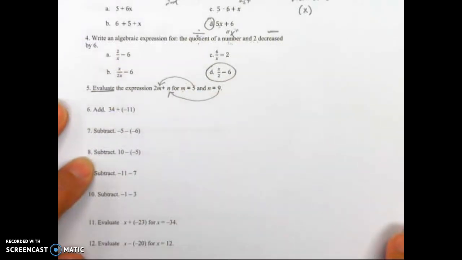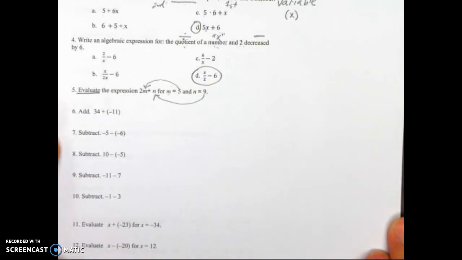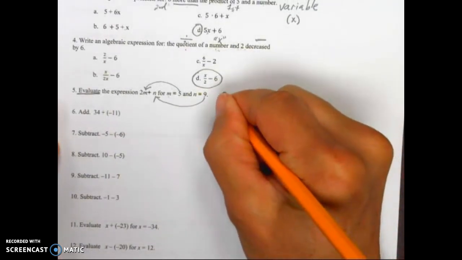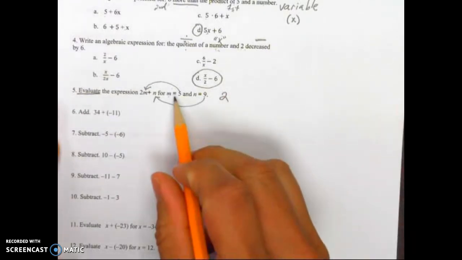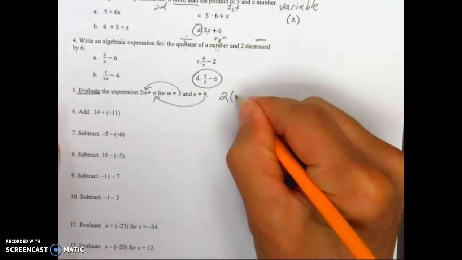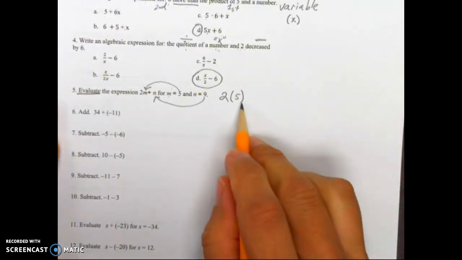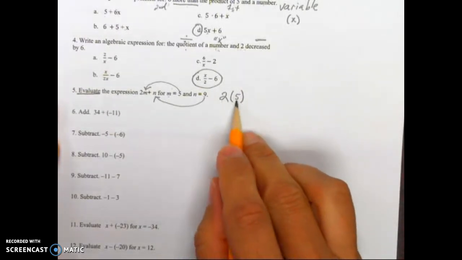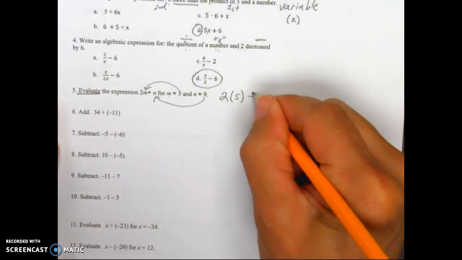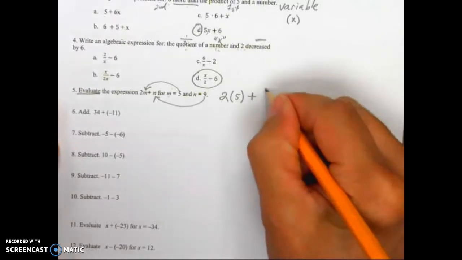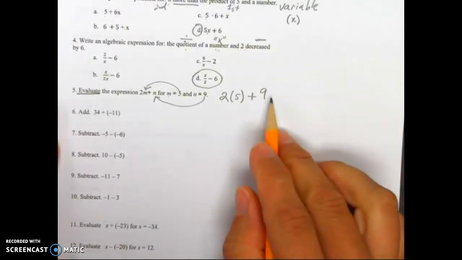So off to the side, I'm going to rewrite this equation or phrase substituting those in. So here's my 2. Now watch what I do with my 5. I put the 5 inside parentheses. I do that so it doesn't look like 25. I want it to look like 2 times 5 plus, now I'm not going to put the letter N, I'm going to put the 9.